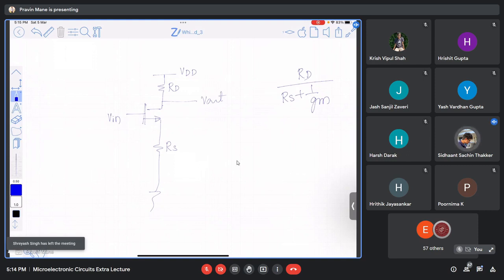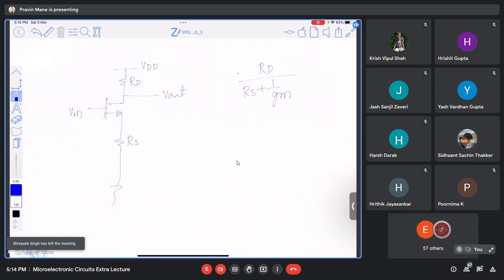It is the negative of this. So how do we check the sign? A common source amplifier always has a negative gain. Common gate and source follower always have a positive gain. Okay, sir, got it.